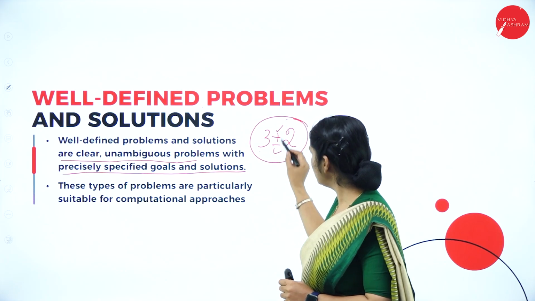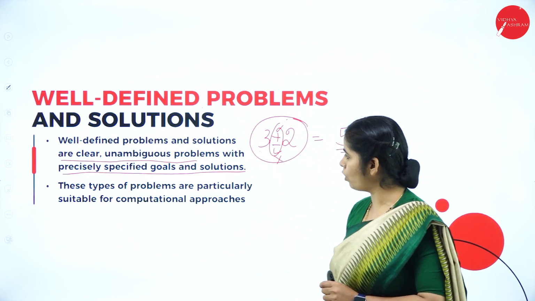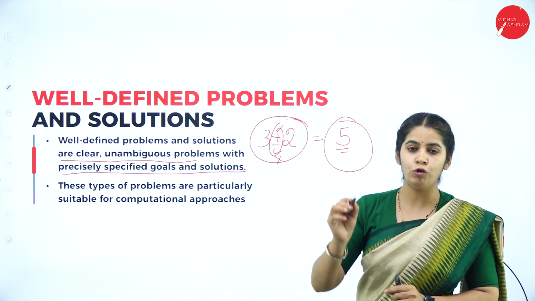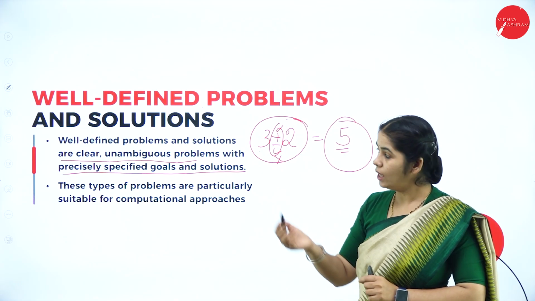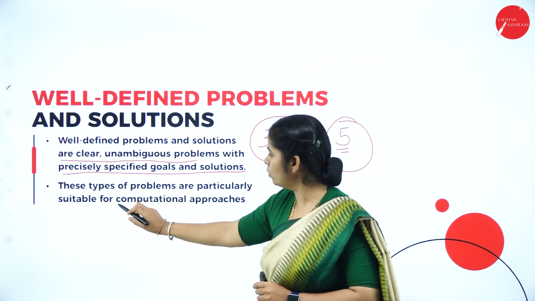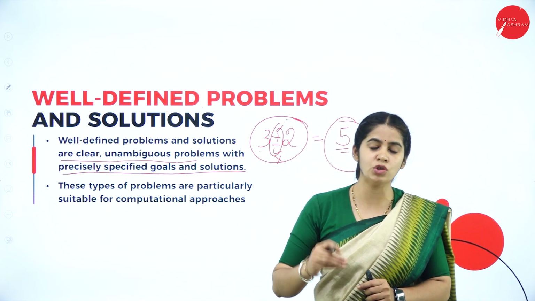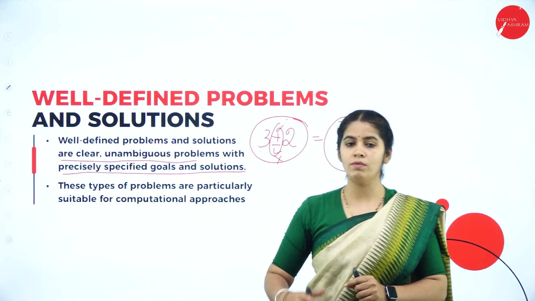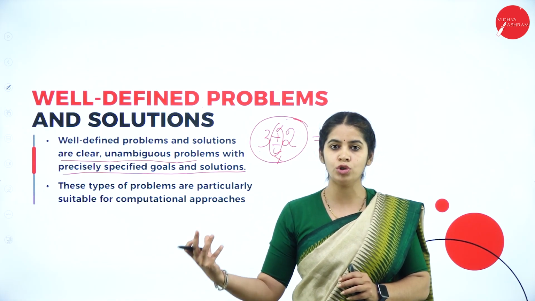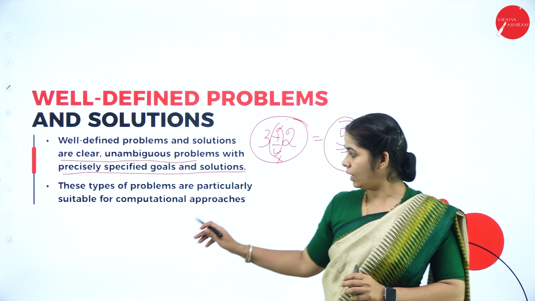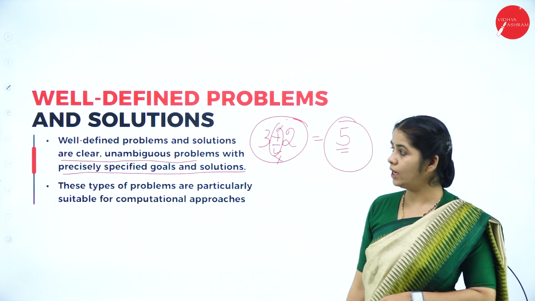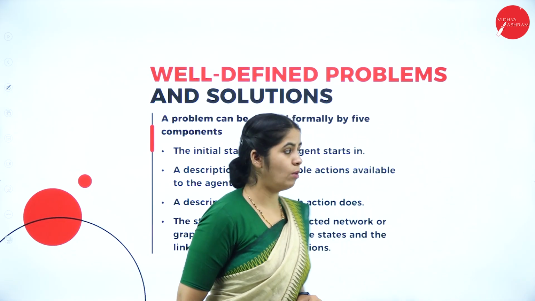Similarly, there should not be such ambiguity in a well-defined problem, and it should have a clear goal that we have to reach. These types of problems are particularly suitable for computational approaches, especially in artificial intelligence. When we define the problem clearly and know precisely what the goal or solution is, that is when we use well-defined problems in artificial intelligence. What is a well-defined problem and solution?